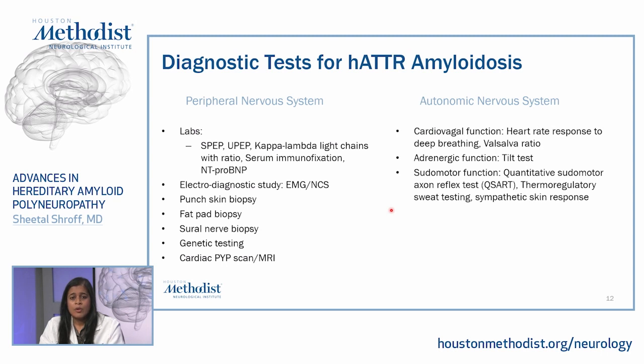Autonomic nervous system involvement can be assessed by evaluating cardiovagal function, that is heart rate response to deep breathing and Valsalva ratio, adrenergic function evaluation with tilt table test, pseudomotor function evaluation by quantitative sudomotor axon reflex test called QSART, thermoregulatory sweat testing, sympathetic skin response. Some of these tests require an autonomic lab with specialized equipment, so one might have to consider that before doing these tests.